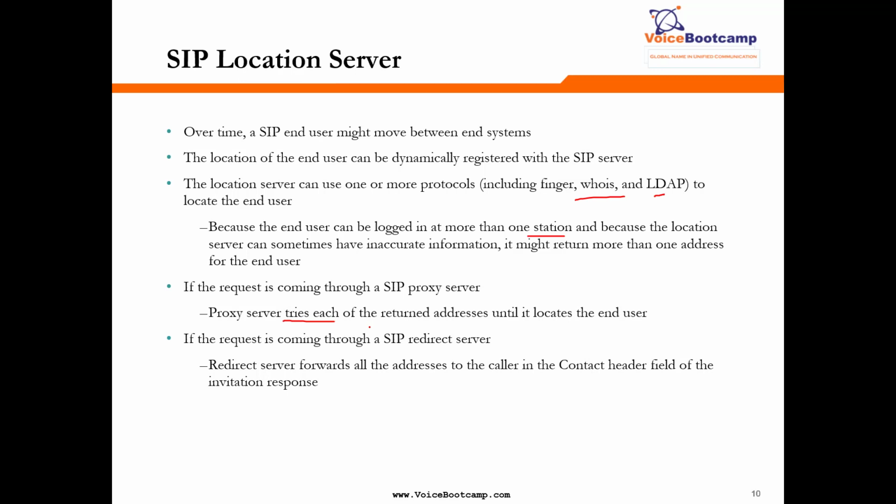If the request is coming through a redirect server, the redirect server will forward all the addresses to the caller in the contact header field of the invitation response. So every SIP message has a header, and that header contains various information that you can use to take certain action. And one of the headers will be the contact header, and that contact header contains an address where the redirector will forward all the calls to that particular address.